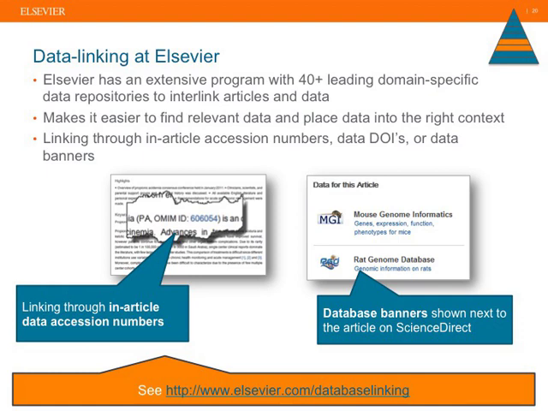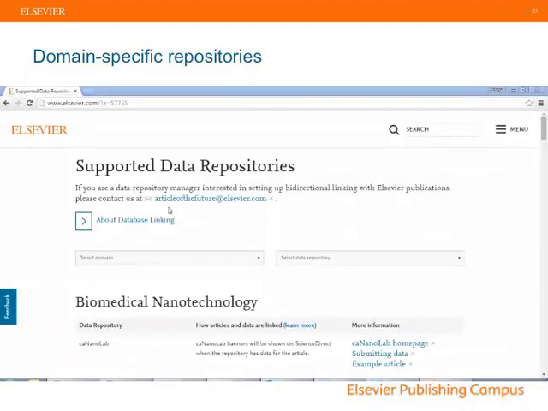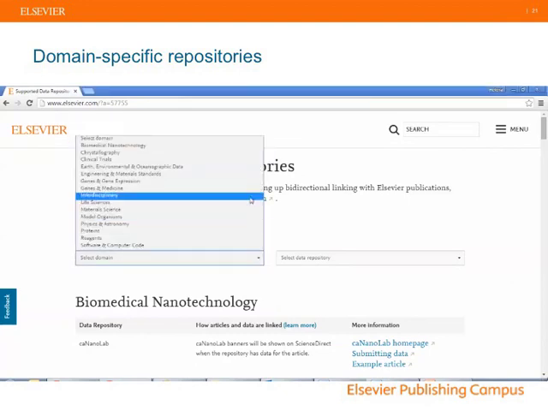Now, as I said, we're working with almost 50 repositories, and you can see a list on our website. You can see the link here, elsevier.com/database linking. But I also wanted to show you a quick video with the list. So we'll have a look at that now. You can see here's the website with supported data repositories.